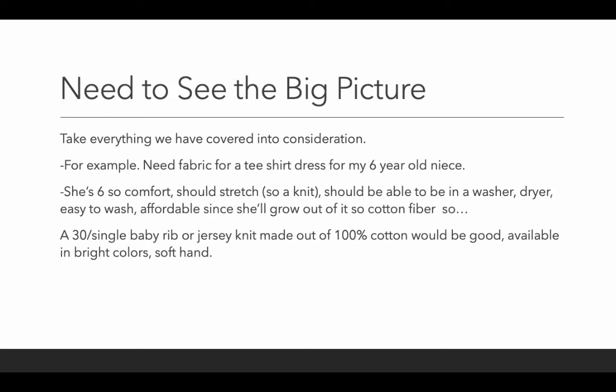So I want it to be made of cotton, so it's comfortable, it's breathable, it's affordable. It makes sense to do a 30 single baby rib or jersey knit because it'll stretch, it'll move. 100% cotton would be good, and available in bright colors. She likes bright pinks and purples, so something that could take color well. I do want to be able to probably print or draw on it. So I want a smooth surface.